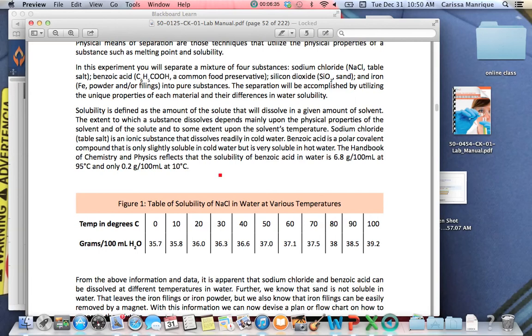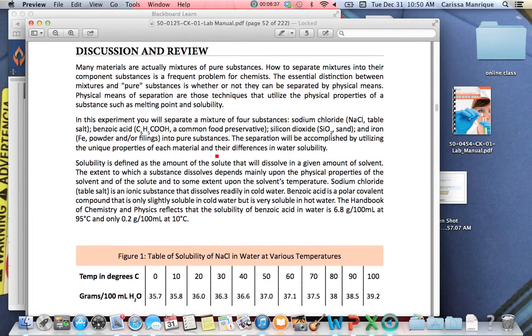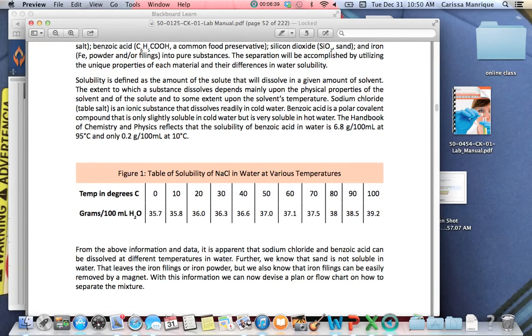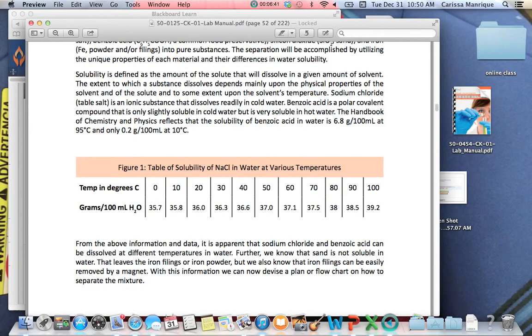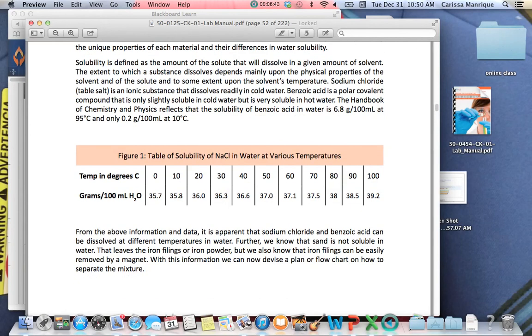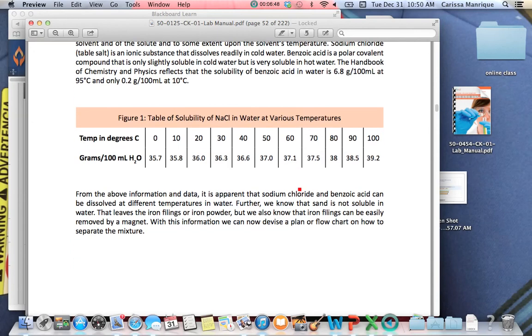So you'll be doing some solubility testing here and some separation, and you can get an idea of what is a lot like water, and what dissolves best in water and how to separate different things. Anyway, so I hope you have fun.